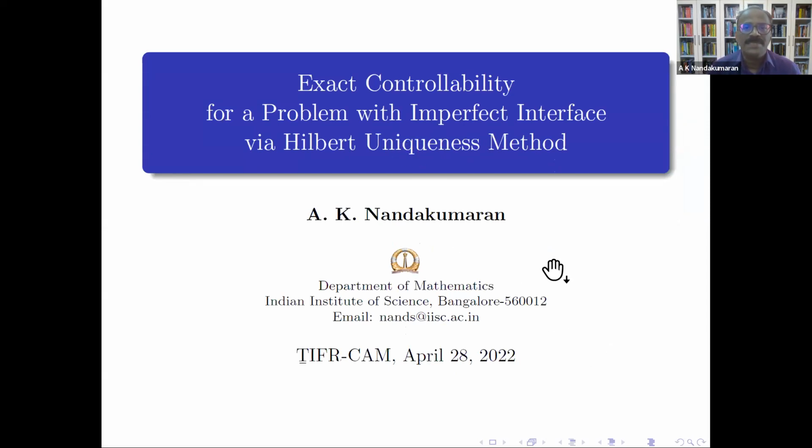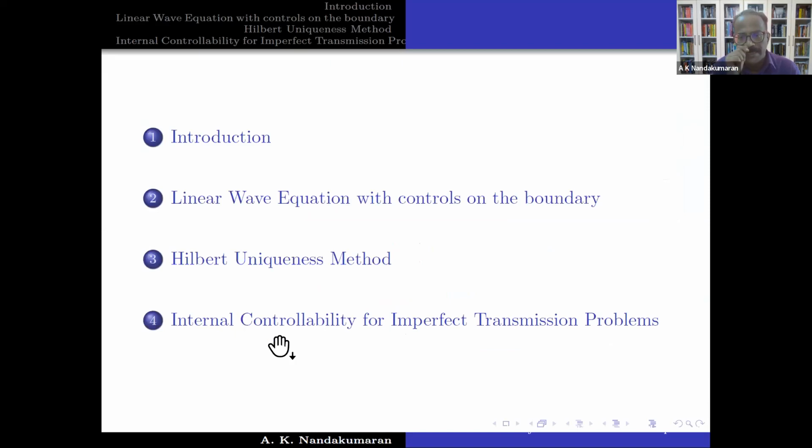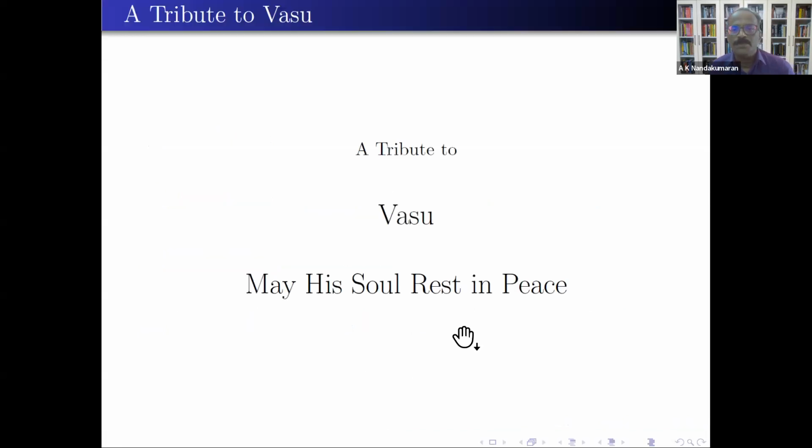Yeah, I will be talking about the exact controllability for a problem using the Hilbert Uniqueness Method. So the brief outline, since this is a very heterogeneous group from different specialities, I will briefly describe in the first half of the talk the Hilbert Uniqueness Method, and the second half will explain the problem. So this is a tribute, of course, to Vasu, a personal loss to me.